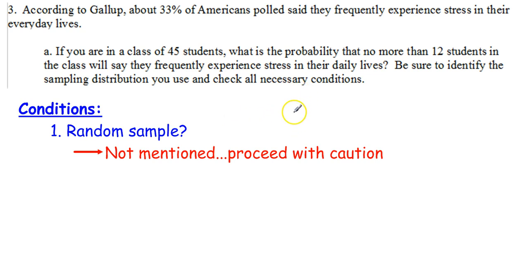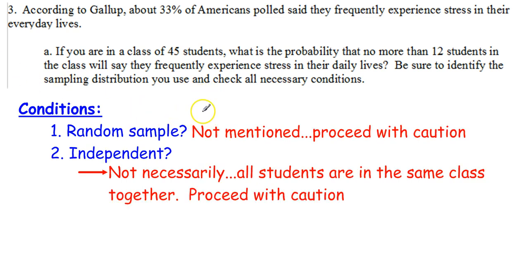Number one, is it a random sample? Well, in our problem, it doesn't say anything up here about this being a random sample. So it's not necessarily mentioned within the problem, and we need to proceed with caution. It's not necessarily random. It could be, or it could not be. We don't know. Hopefully it is. We'll proceed with the procedure with caution.